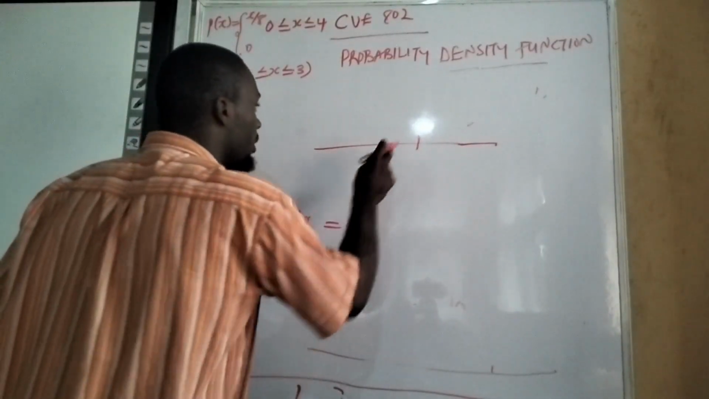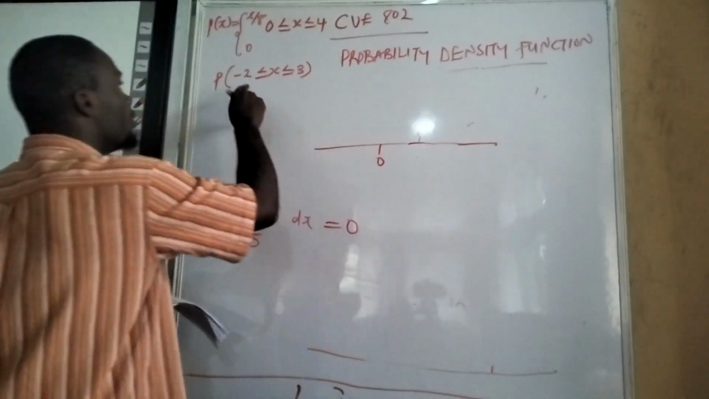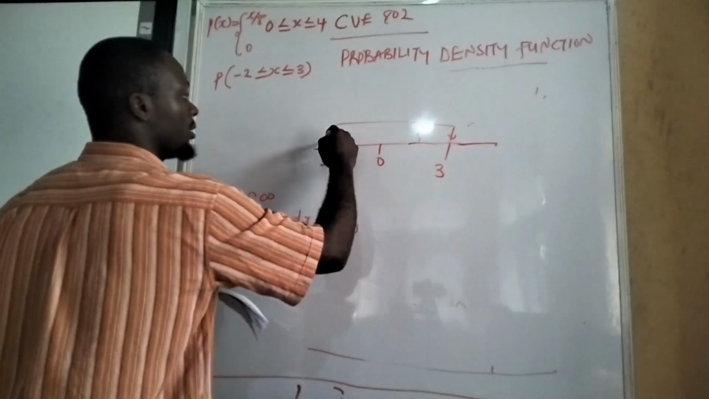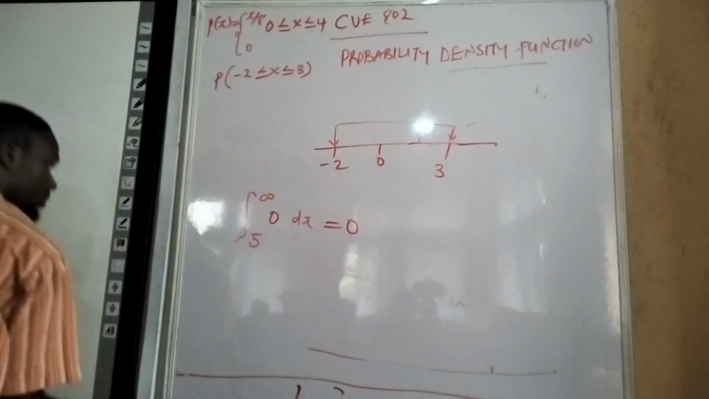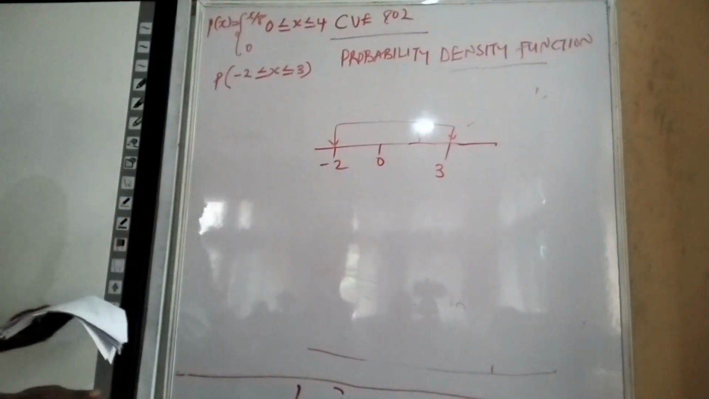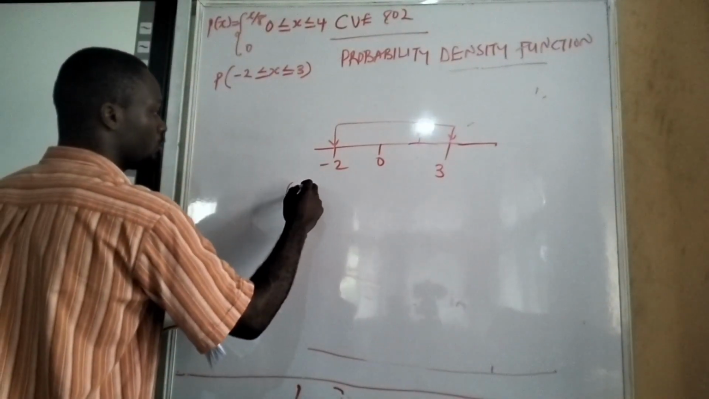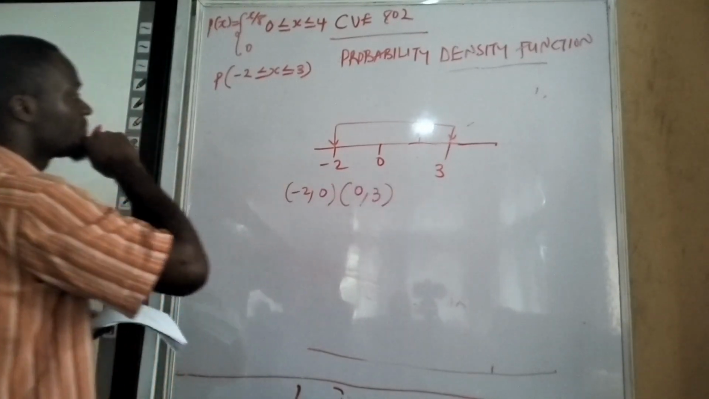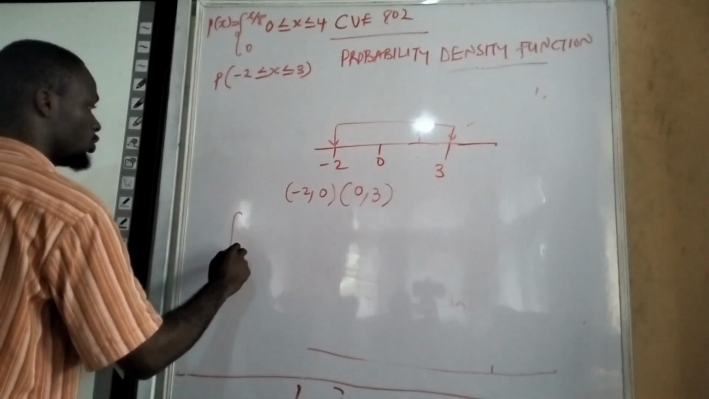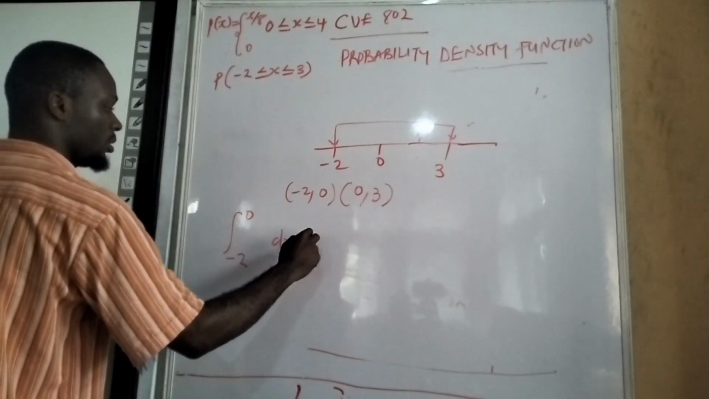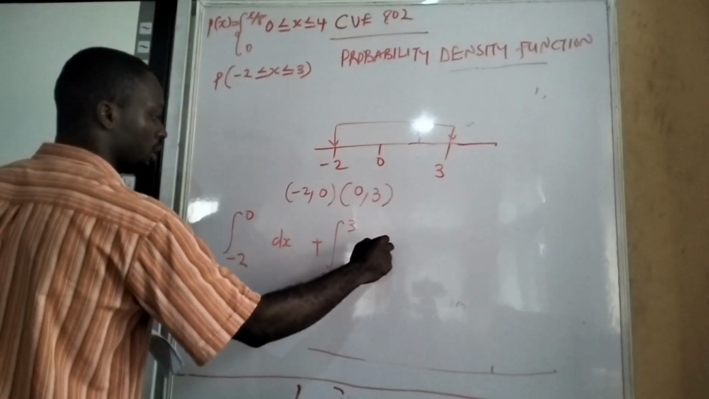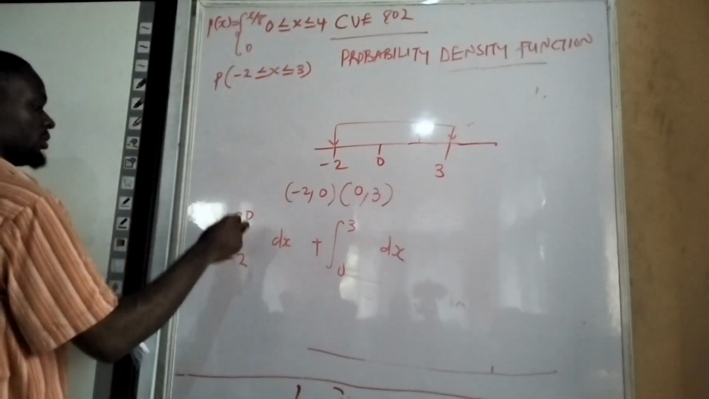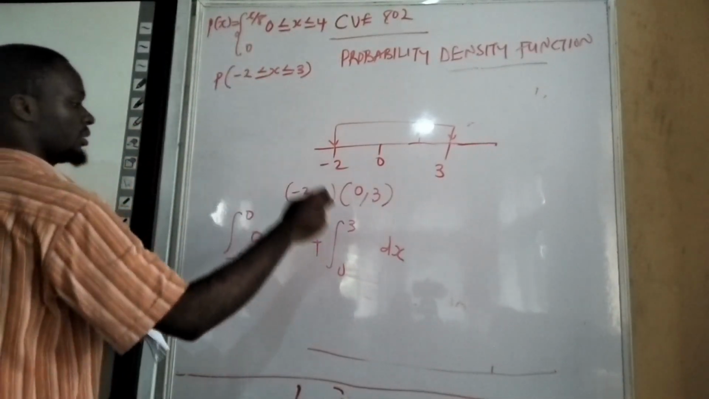So, the number line must put 0 as the reference point. So this is minus 2, this is 3. So we now do for minus 2 to 0 and 0 to 3. So we have to integrate from minus 2 to 0 plus 0 to 3. Ask yourself, can you find minus 2 to 0 here? No. Can you find 0 to 3 here? Yes.